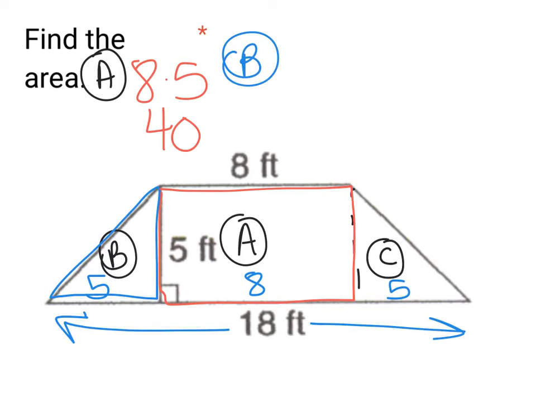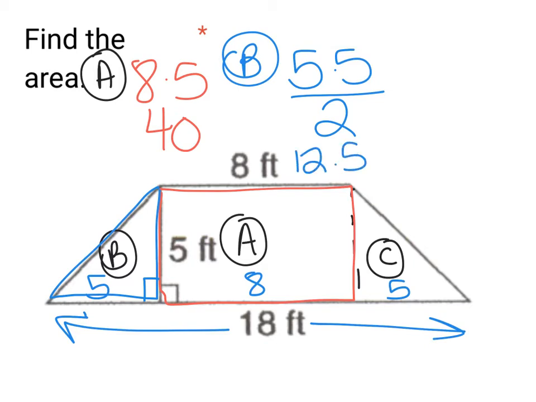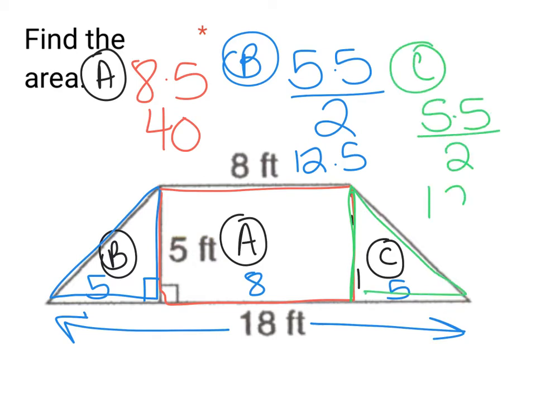So you're going to do your base and your height. Remember, this is your right angle, so we've got our base and our height. So it's going to be 5 times 5 and then divided by 2. So we get 25 divided by 2 gives us 12.5. And then for C is going to be the same thing. 5 times 5 divided by 2.